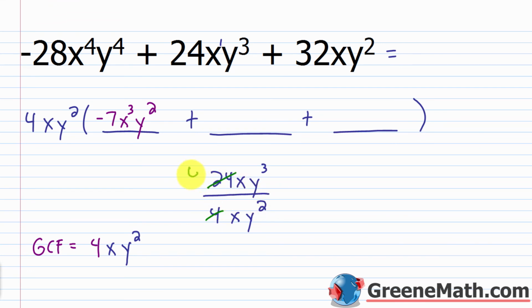24 divided by 4 is 6. X over x is 1. Y cubed over y squared is y to the 1st power. So this is 6y. And let's erase this. And we'll do our last one now.